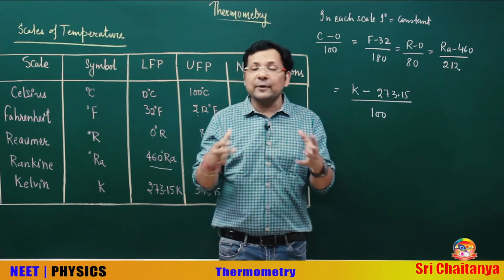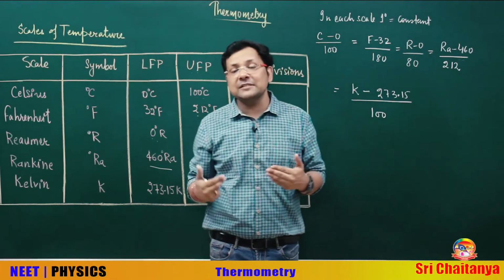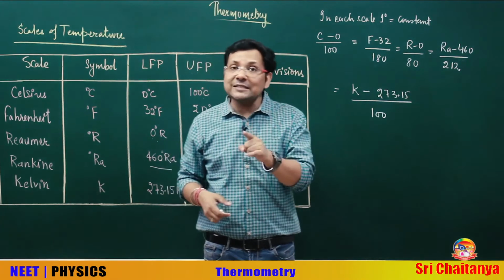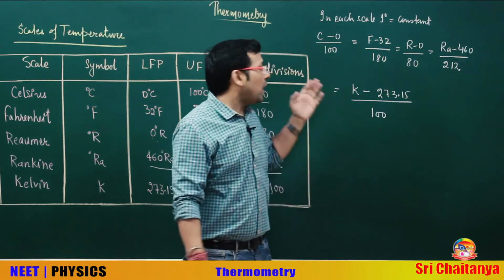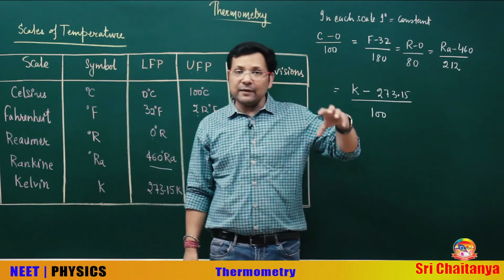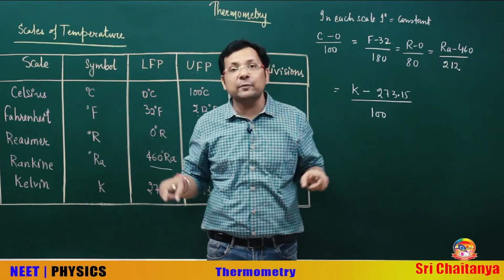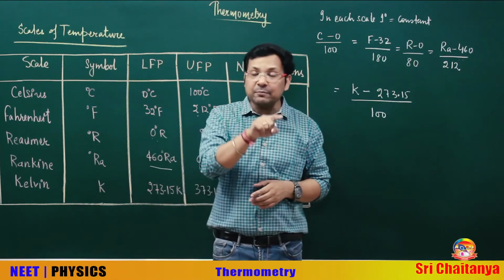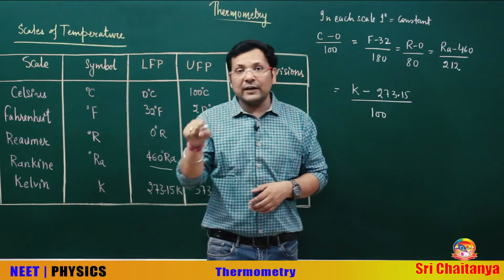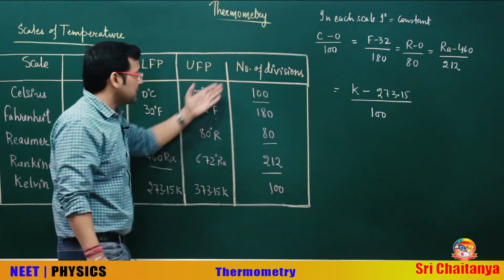What is the fundamental basis of a temperature scale? 1 degree is constant in each scale. So how to calculate 1 degree? Any temperature minus LFP divided by the total number of divisions. Any temperature minus LFP divided by the total number of divisions, that is given here.